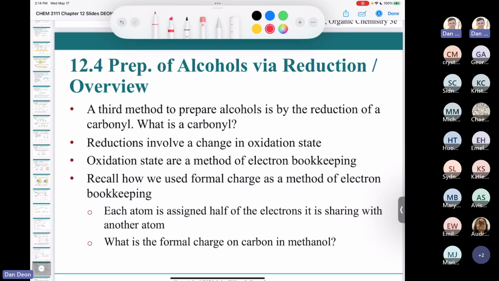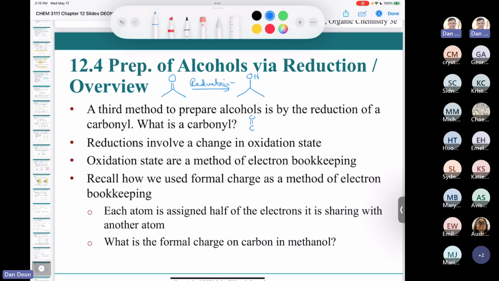Oxidation state of carbon, don't worry about it. It's very straightforward. I wouldn't say it's the easiest thing that you'll ever see in your life, but it's relatively straightforward. So it says, another method to prepare an alcohol is the reduction of a carbonyl. So what's a carbonyl? A carbonyl is when we have a carbon with a double bond to oxygen. And thus, let's say we took something like a ketone, like acetone, and we converted that into a secondary alcohol. That would be considered a reduction.